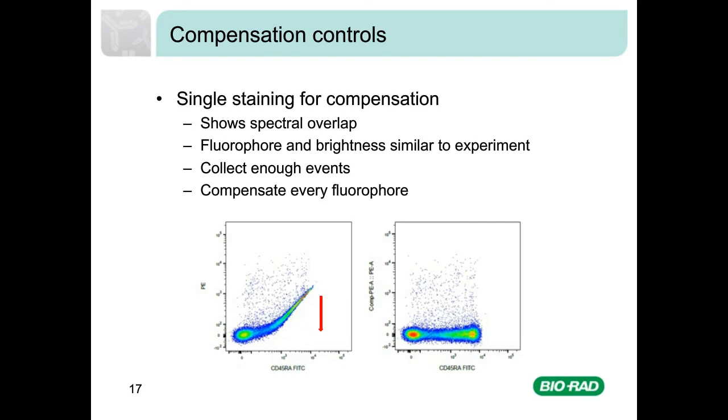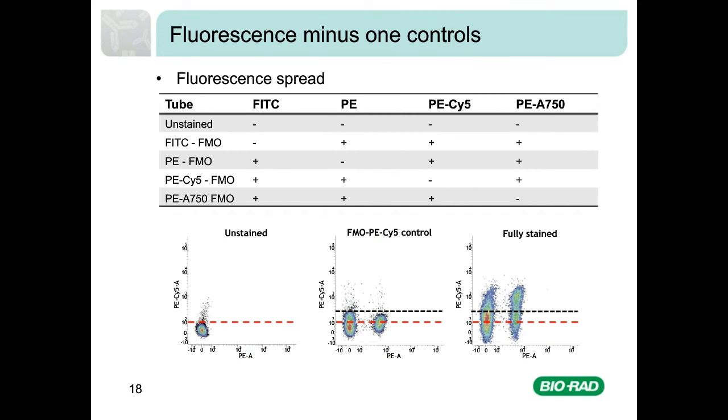Important things to consider when using single stain samples for compensation are that the fluorophore needs to be the same and its brightness similar to the one used in your experiment. You also need to collect enough events to accurately apply the compensation and be statistically significant. Finally, as mentioned earlier, each fluorophore should be compensated against every other fluorophore used, and single stains will be required for every fluorophore used. So the final control I will discuss today is the fluorescence minus one, or FMO control.